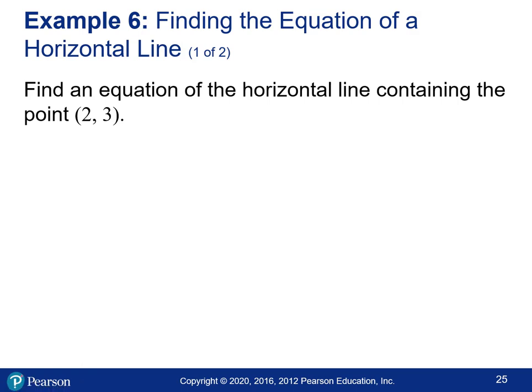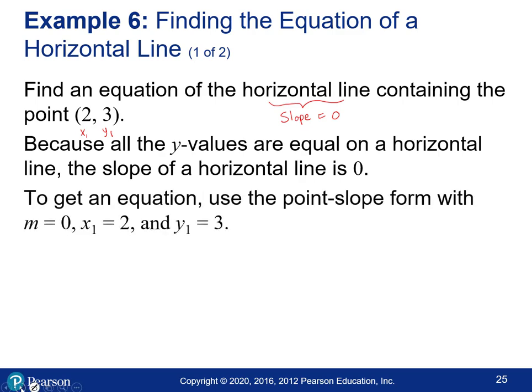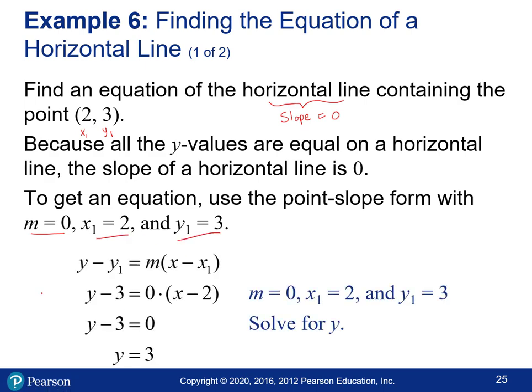All right, next example. Find an equation of a horizontal line, and this is the point on the line. X1 is 2, Y1 is 3. Remember, what do we know about horizontal lines? Well, we know every single horizontal line, the slope is always 0. Okay, so m is 0. We have one point on the line, so we're going to plug in m is 0, x1 is 2, y1 is 3, right into our formula.